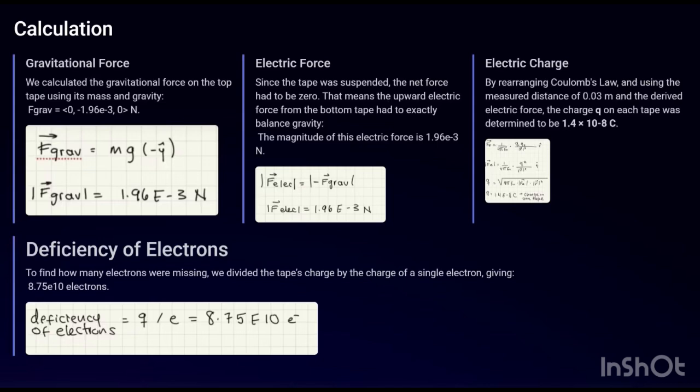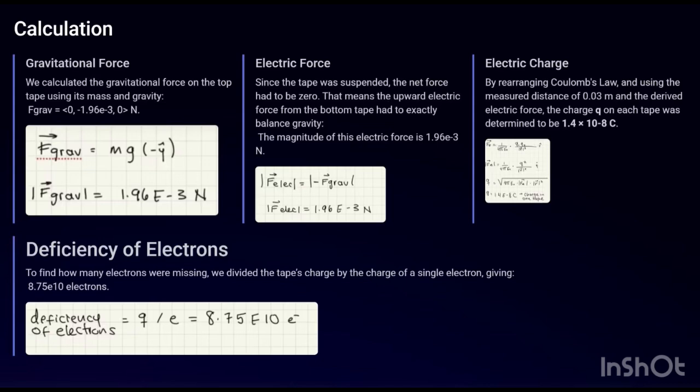For the calculation of the electric charge, we used Coulomb's law and the measured distance between the tapes, which was 0.03 meters. And we solved for the charge on each tape by rearranging Coulomb's law formula, as you can see in that image. And this gave us that the charge per tape was 1.4 times 10 to the negative 8 coulombs per each piece of tape.